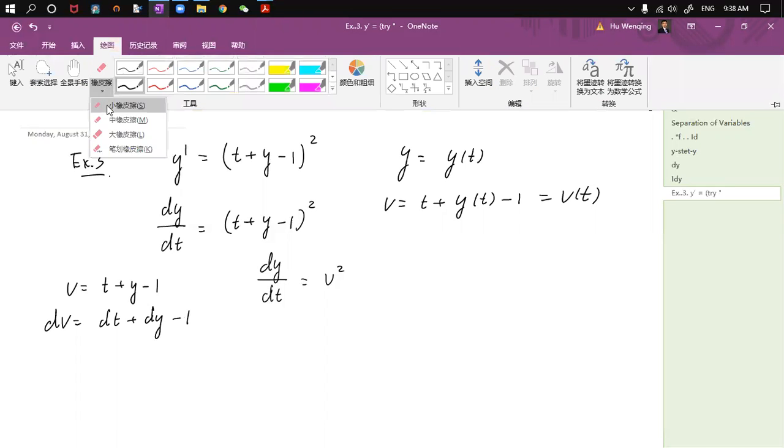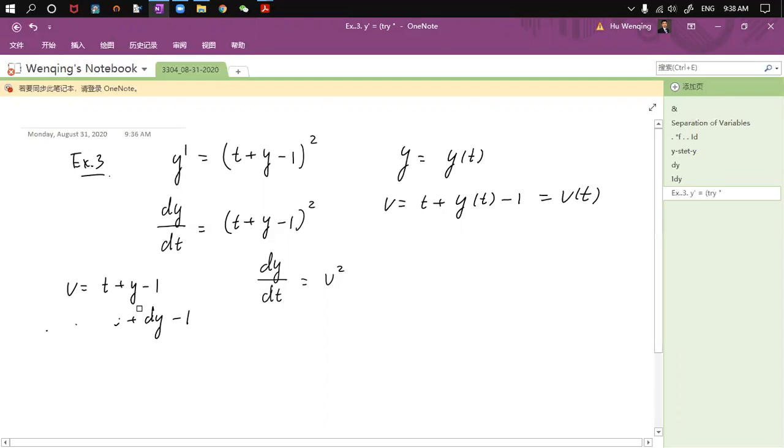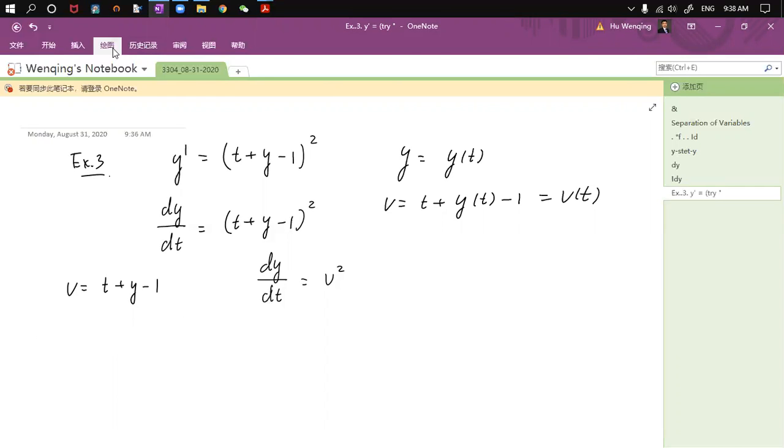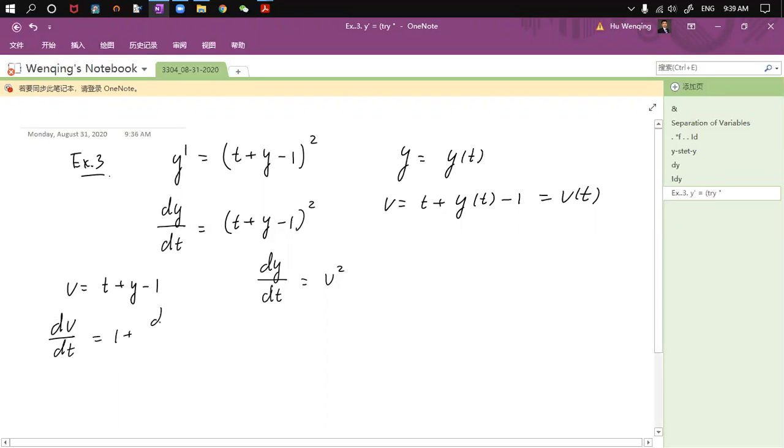Maybe it's better to say it in the following way. Because y is regarded as a function of t, dv over dt is just 1 plus dy over dt. So dv over dt is simply 1 plus dy over dt. Now, as long as you have this, it means that since dy over dt is v squared, this is actually 1 plus v squared. So the equation now becomes dv over dt is equal to 1 plus v squared.